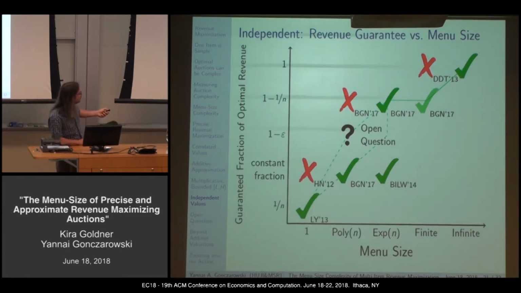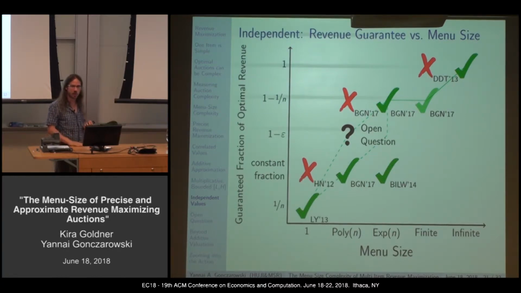The last piece of the qualitative puzzle here is whether polynomial in n can get you 1 minus epsilon for constant epsilon. So for example, if you want 99% of the optimal revenue, epsilon equals 1%, can you do this with menu size polynomial in n, or must you have menu size that's exponential in n? I don't know. I think that's the most interesting open question in this field now. We'll phrase it soon. Just to see the stark difference, this graph is for independent values.